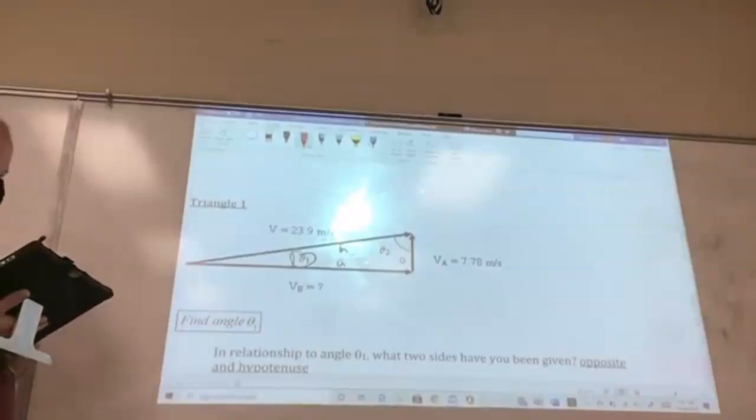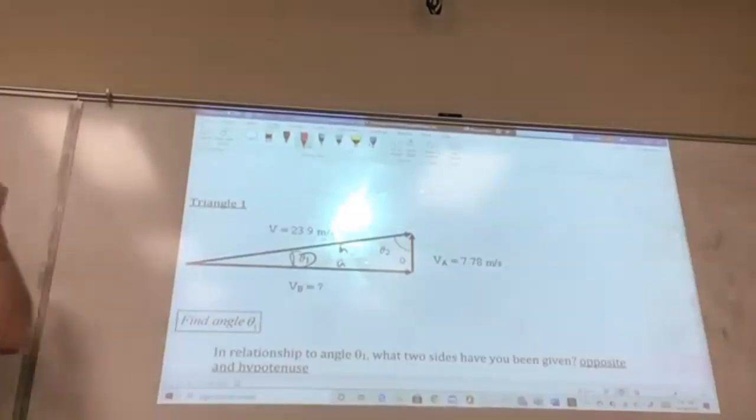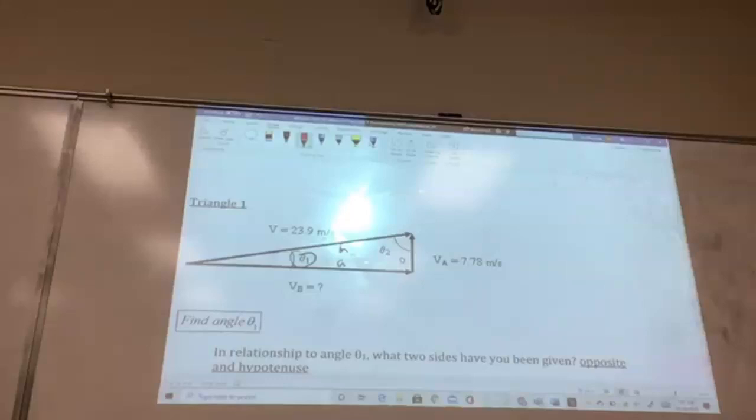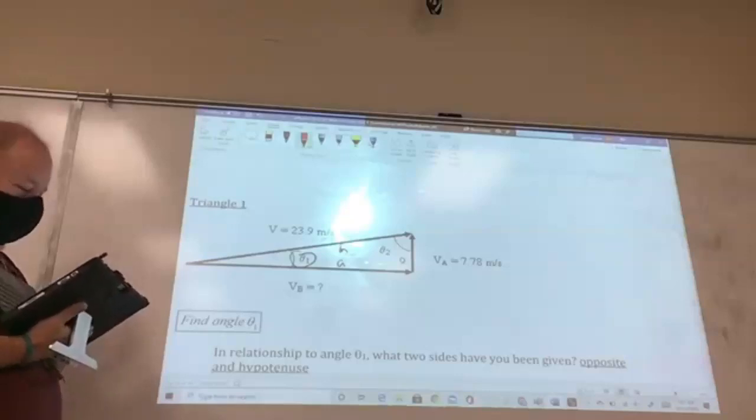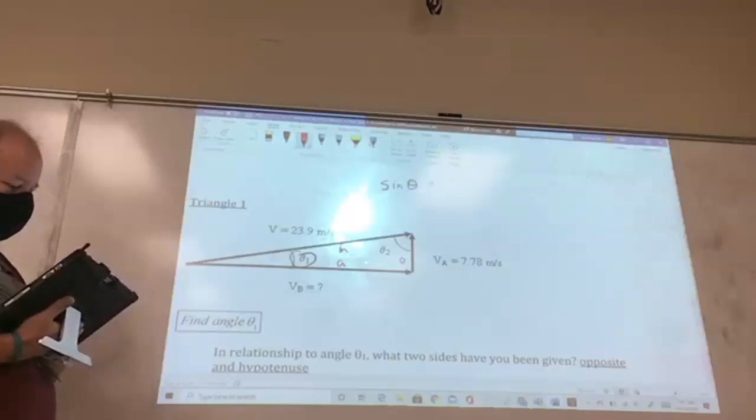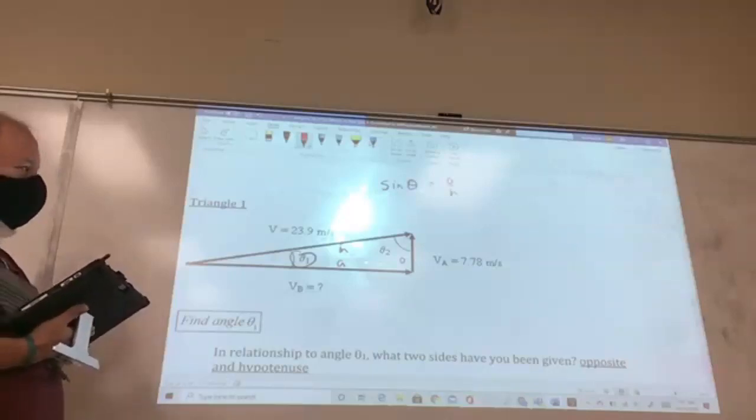I've been given the opposite and the hypotenuse side. Immediately your brain goes sine, right? Sine, S-O-H. Okay? And so I'm going to write down the definition of sine. I'm going to say sine of theta equals opposite over hypotenuse.